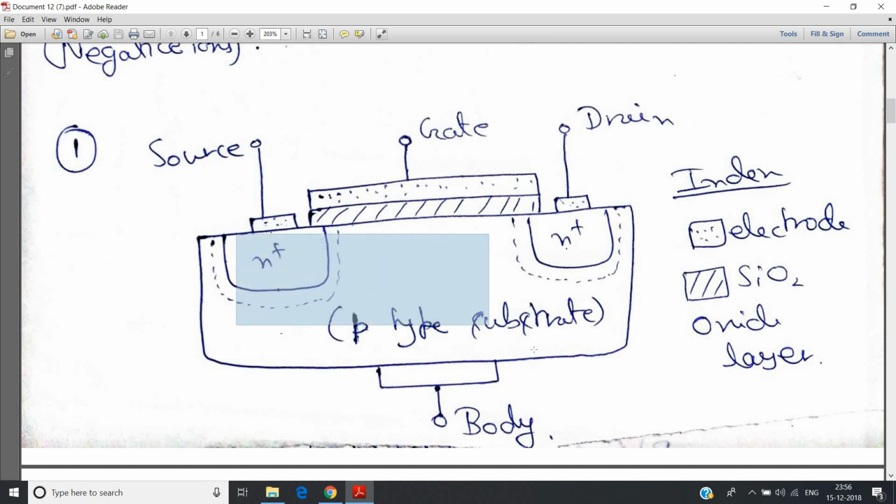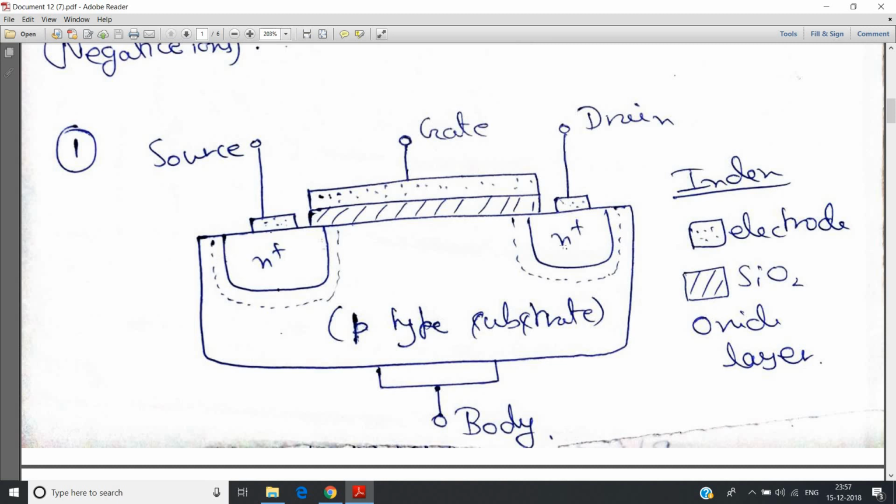So here we are considering n-MOS, so obviously the body or substrate is p-type and the source and drain are n-type. Now source is n-type, body is p-type, clear? In between n-type and p-type, if you consider this as a diode, this is one PN junction, right? So we can assume this junction is a diode. So obviously one depletion region will form, and this dotted line indicates the depletion region formed around the source, because source and body are nothing but a PN junction.